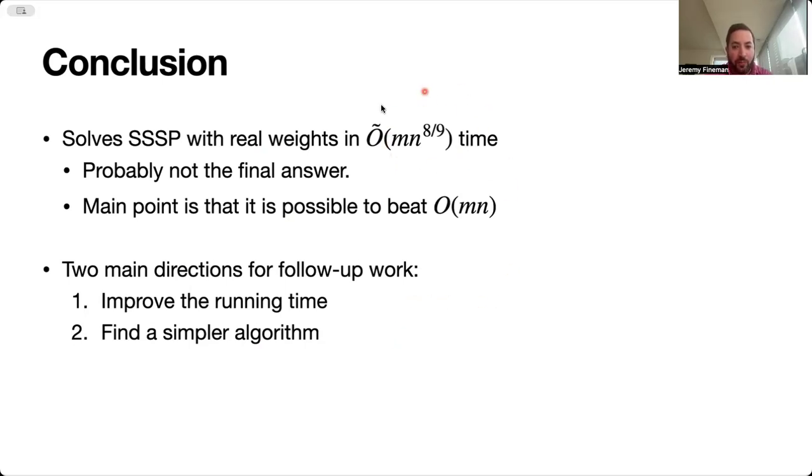I am pretty sure that it is possible to beat this bound, but I don't have any sense of what the best bound is. It seems like using this technique, the best you could hope for is m times n to the 2/3.